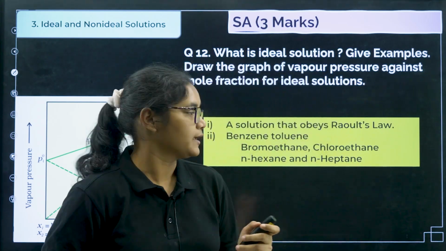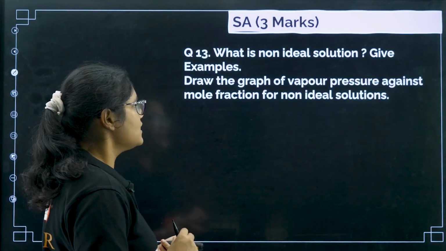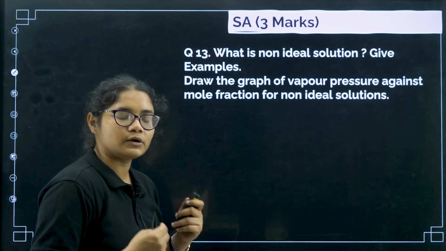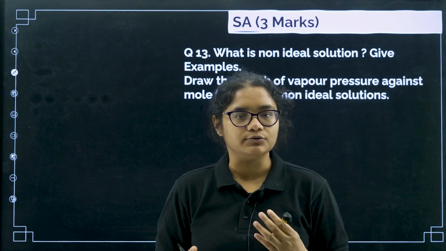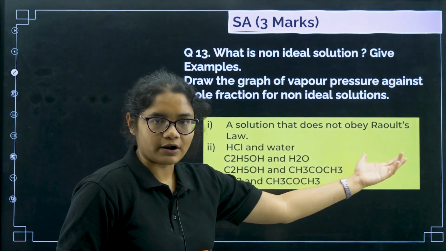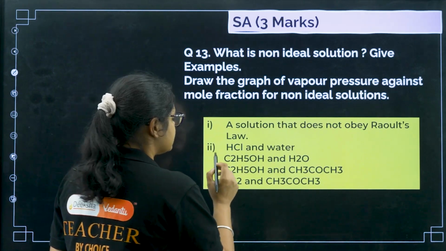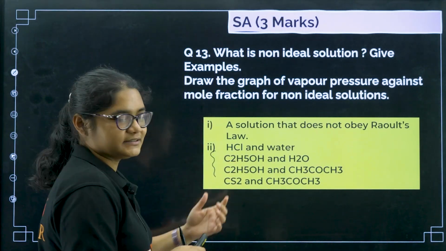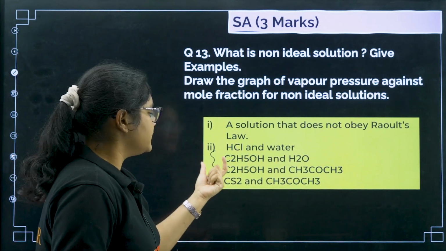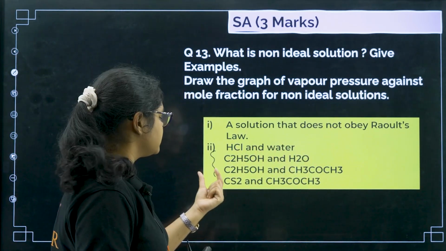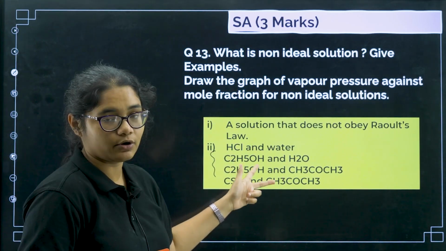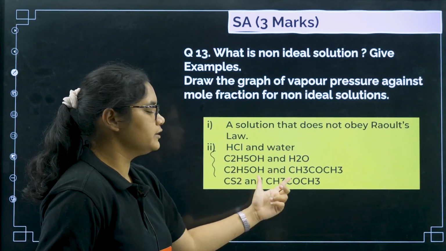Clear? Next, coming to question number 13, what is a non-ideal solution? Give an example. If you have remembered what an ideal solution is, you can answer the non-ideal solution very easily, right? A solution which does not obey Raoult's law is a non-ideal solution. Examples here are also very important: HCl and water, ethyl alcohol and water, ethyl alcohol and acetone, CS2 and acetone. You can remember that ethyl alcohol is common in two examples and acetone is common in two examples.